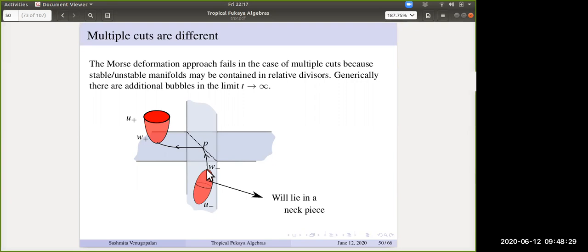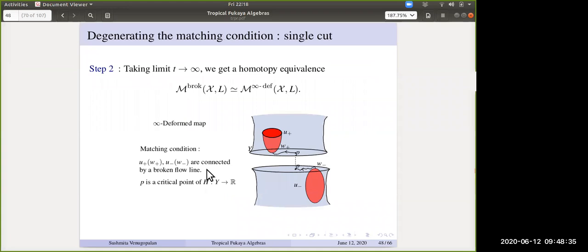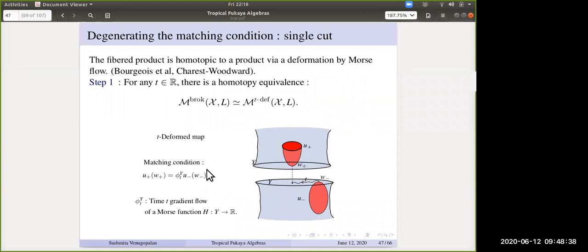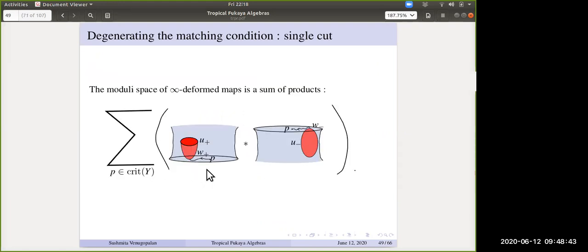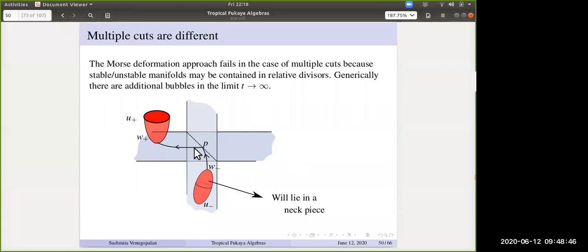Which means that when you do the convergence, here you take a sequence of T deformed maps with T going to infinity. When you do this kind of convergence, you will get bubbling, and you won't get a reasonable Morse trajectory anymore, because when you hit a relative divisor, you move into a different space and form a bubble. So the earlier approach completely fails in the case of a multiple cut. Generically, there are additional bubbles in the limit as the deformation parameter goes to infinity.